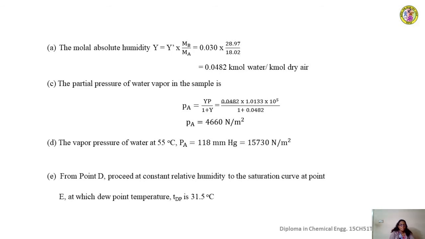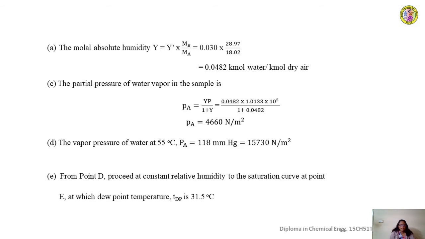Next, the other characteristic, that is the partial pressure of water for the given sample, is obtained by this equation. You know the relationship between y and small pa, right? y equals pa divided by P minus pa. If you rearrange the equation, you can write it in terms of pa as pa is equal to y into capital P divided by 1 plus y.